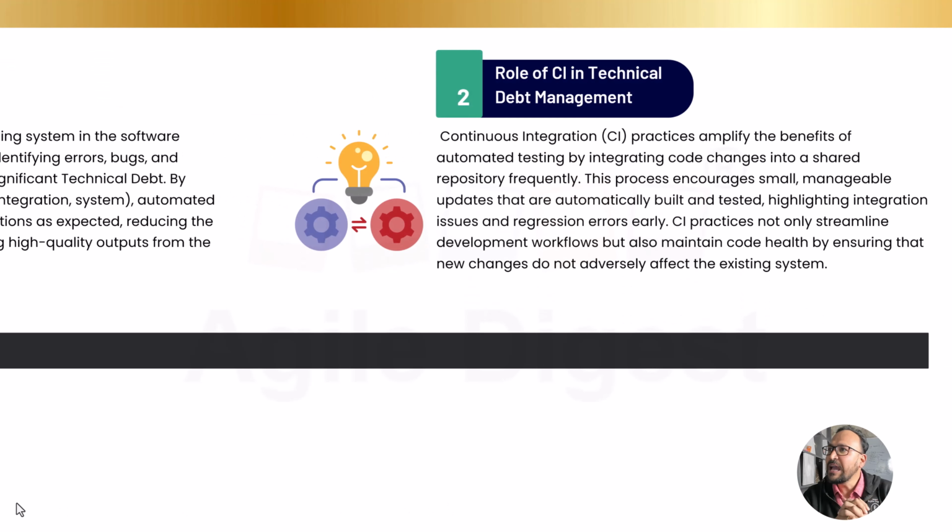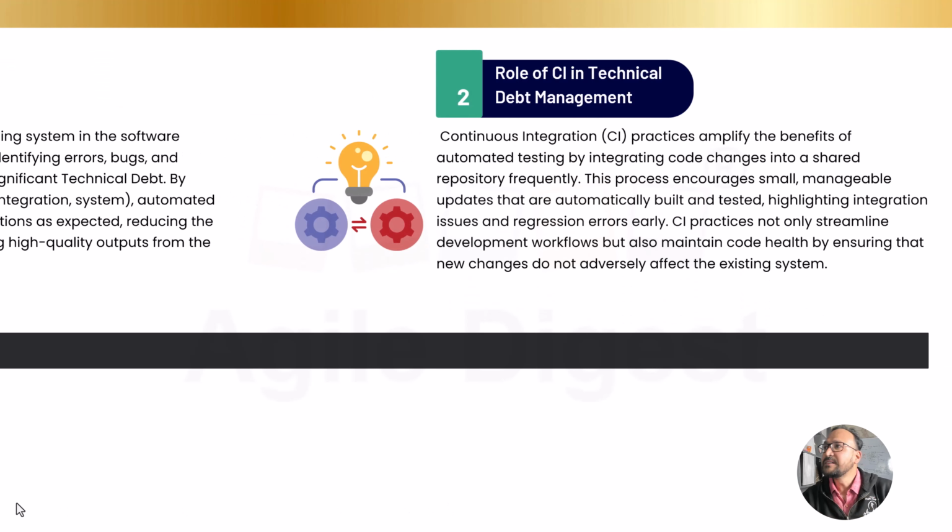And the second, we have CI, or continuous integration. That practice amplifies the benefits of automated testing by integrating code changes into a shared repository frequently. This process encourages small, manageable updates that are automatically built and tested, highlighting integration issues and regression errors early. CI practices not only streamline development workflows but also maintain code health by ensuring that new changes do not adversely affect the existing system.